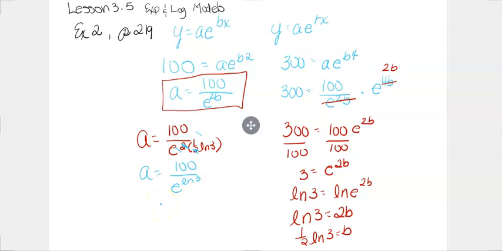These numbers aren't horribly practical, so when I plug them into my calculator, I get a as approximately 33.33, and I get b as approximately 0.5493. So now I can use these numbers to plug into my original equation of an exponential growth model and solve for how many fruit flies will be present when the time is 5 days.